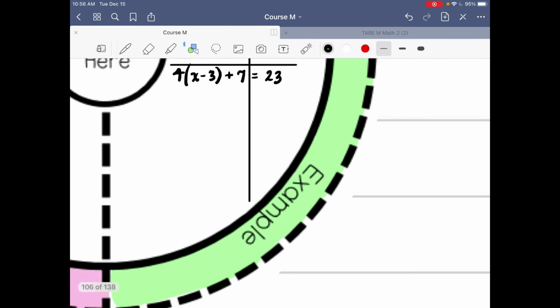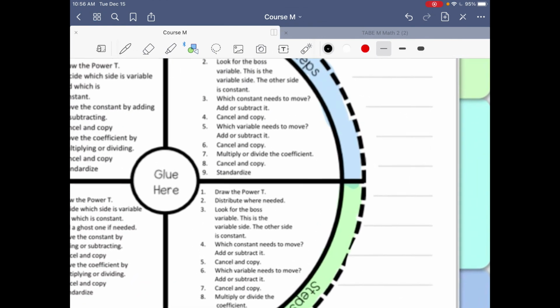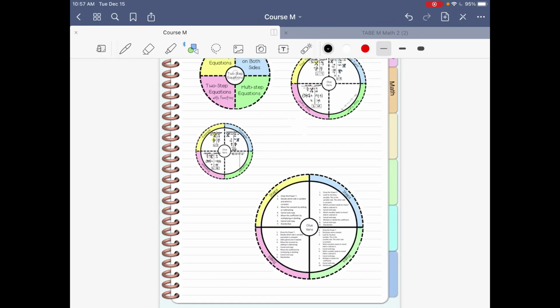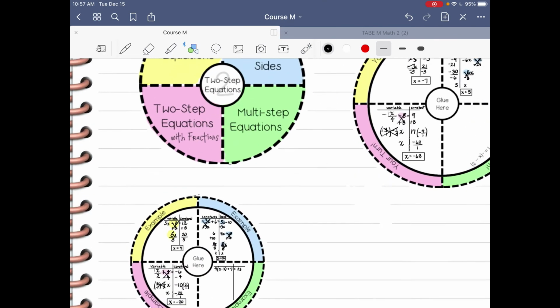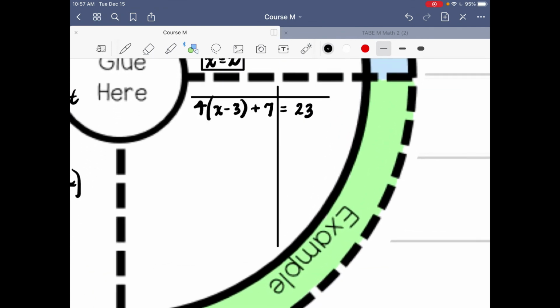So you draw the power t as best you can. And I do need to look at my steps, wouldn't you know it? I need to know how I worded this. Okay, distribute. That's very good. I needed to do that. So after you draw your power t, you need to distribute. We have to get rid of these parentheses right here.